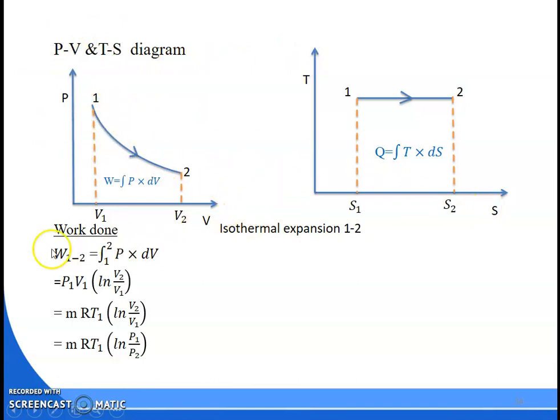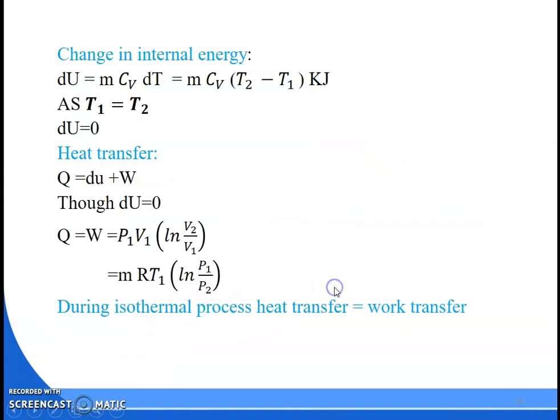Then what is the work done? The work done formula is W is equal to integration of P dV. Then what you got? P1 V1 ln V2 by V1, that is m R T1 ln V2 by V1, or you can say m R T1 ln P1 by P2. That was discussed also before.